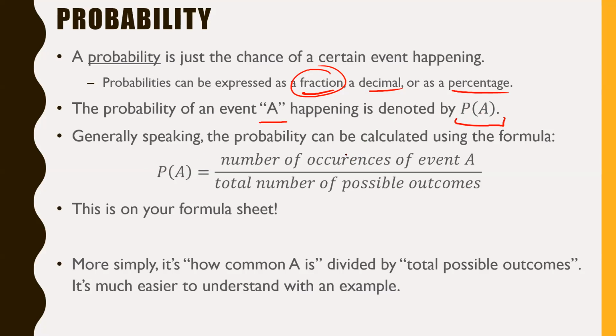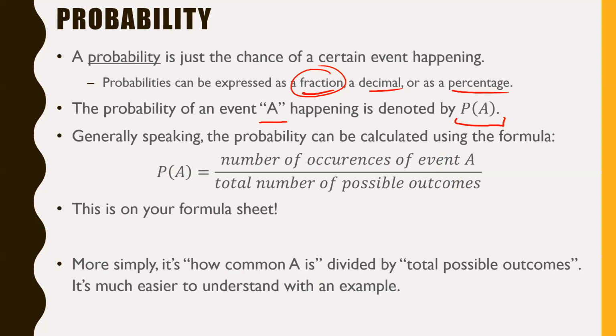Now, generally speaking, the probability can be calculated using this formula. P(A), so the probability of A happening, is the number of occurrences of event A divided by the total number of possible outcomes. So in other words, the number of times that A happens divided by the total number of things that could happen.